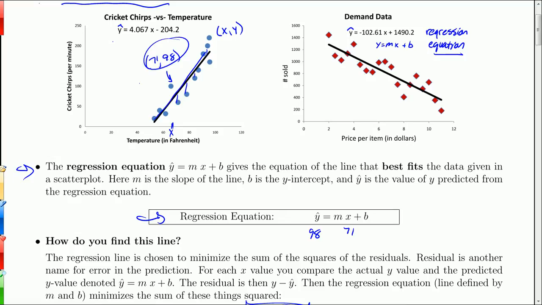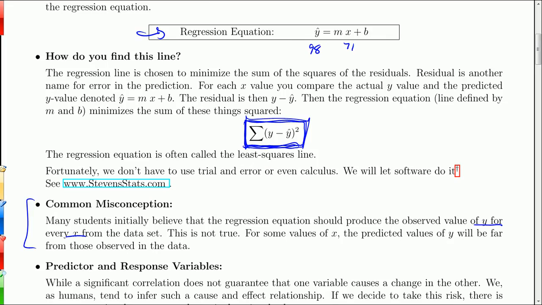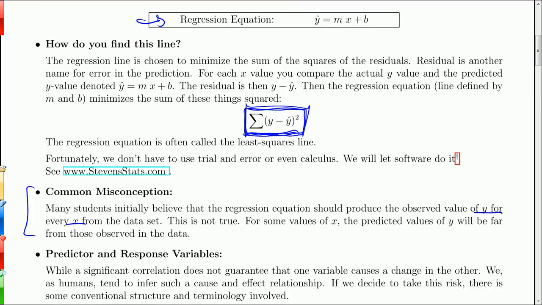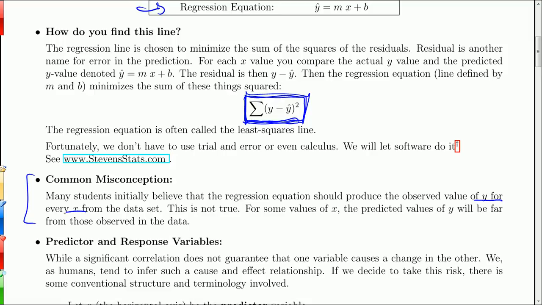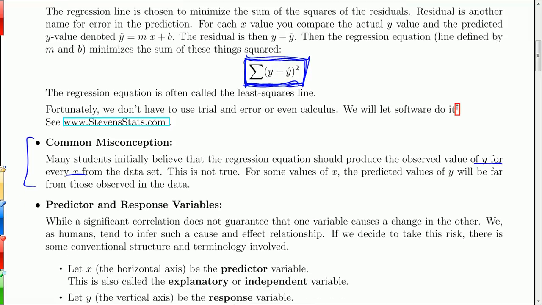There's no restriction that the line goes through every point. It just goes through them all with the least amount of error. So that's a popular misconception. Don't be thrown off if you put in a given value of x and the value of y that comes out doesn't match up with the data. It probably won't.